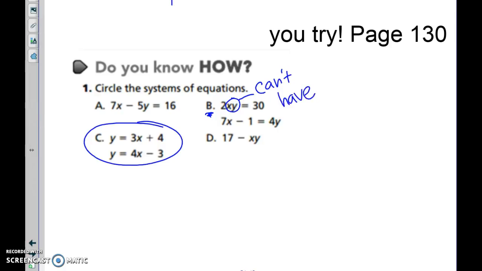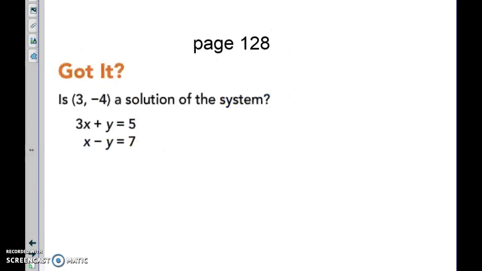All right, let's flip back to page 128. This time we're checking to see if a point is a solution to the system. Now remember, a solution means where they cross. We're trying to figure out if 3 comma negative 4 is the solution to this system of linear equations. And I'm going to kind of color code these.